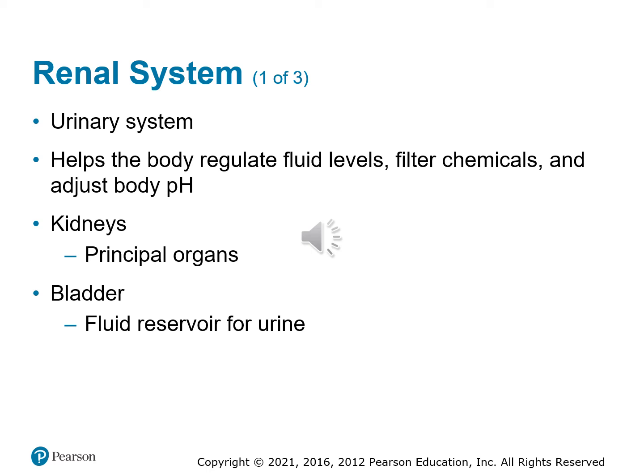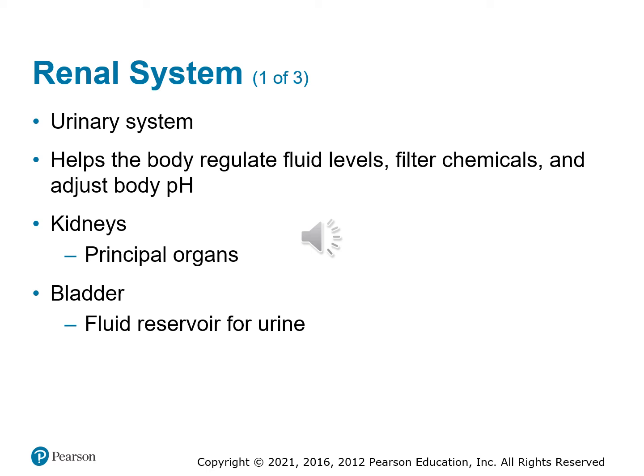I'm sure you have all heard about the renal system. Now, the renal system is our urinary system. This is going to help us get rid of those waste products that we don't need, that we have after we've metabolized food and things of that sort. It also helps us to regulate fluid levels. It helps us to adjust our body pH. If we don't maintain a certain pH, then everything in our body can get out of whack.